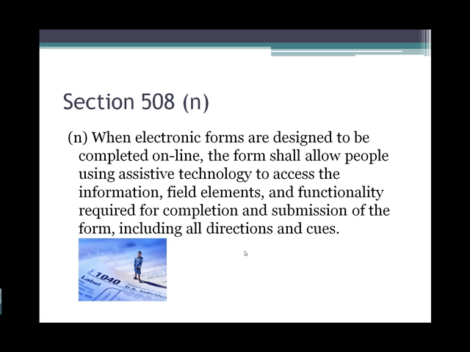Now this is part N, which deals with electronic forms. When you fill out a form online, it needs to be designed so that people with assistive technology can access the information and use the form and not get lost in it or get hung up because they're using assistive technology. They should be able to access the information, field elements, and functionality of the form.